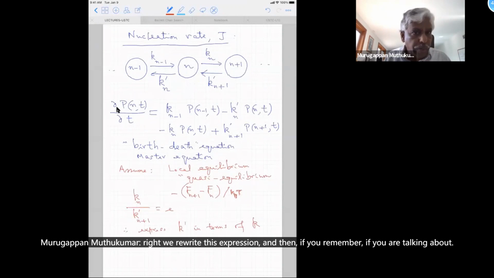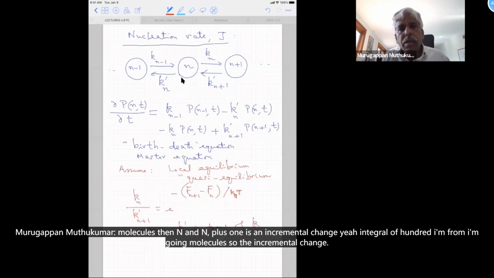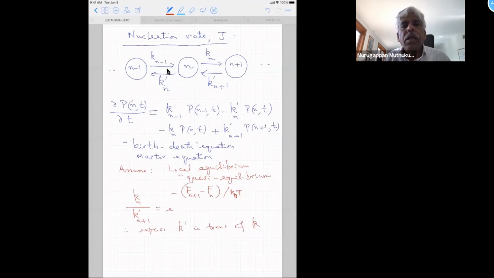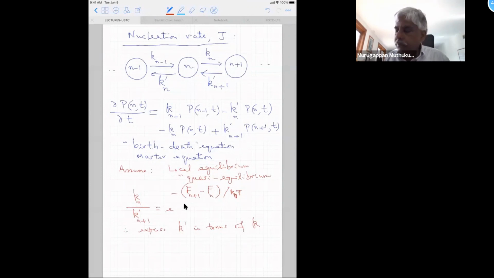All right, we write this expression, and then if we are talking about molecules, n and n plus 1 is an incremental change. N is equal to 100, and from 100 I'm going to 101 molecules, so it's an incremental change. So what I can do is use continuous notation. I can take n to be a continuous variable instead of a discrete variable. I can write this to be n, this is n minus delta n, this will be n plus delta n. If you do that, you get the following expression.